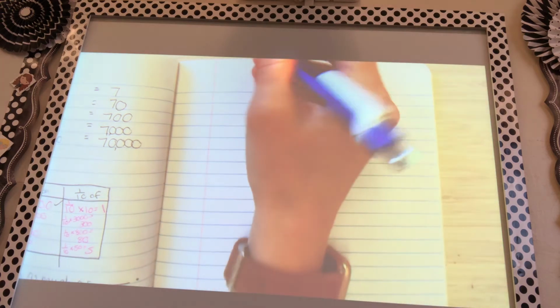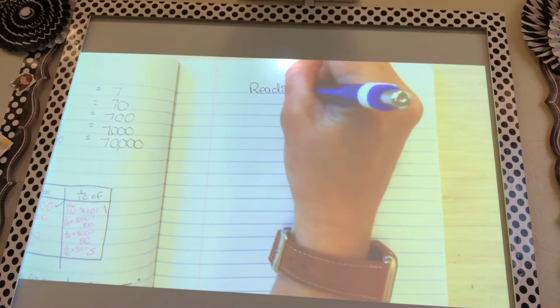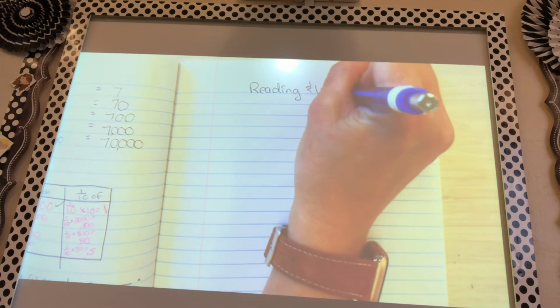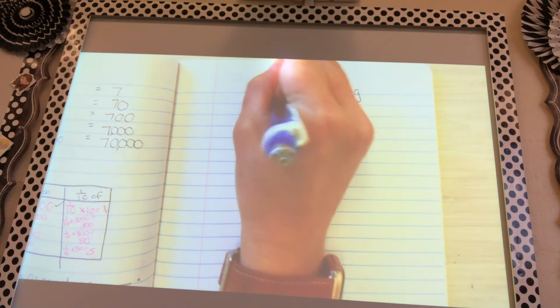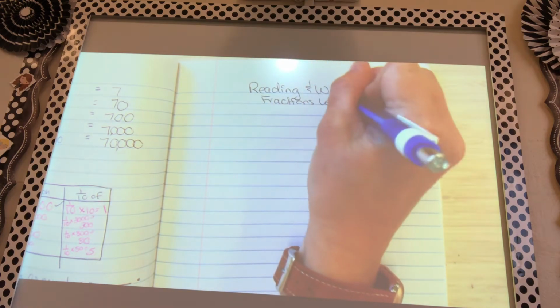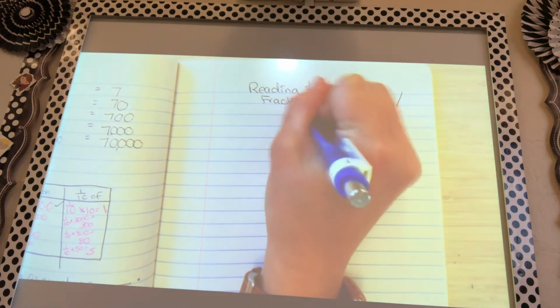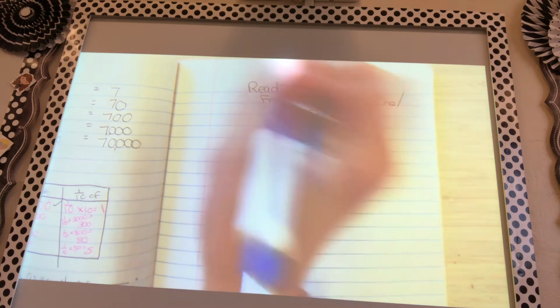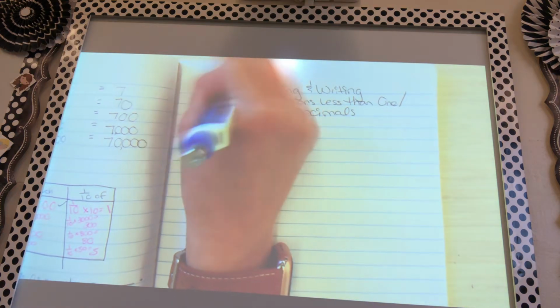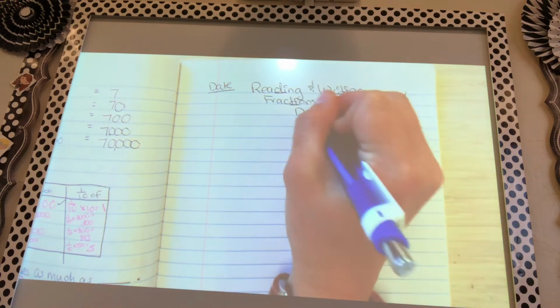And welcome to reading and writing fractions less than 1, decimals. Make sure you put your date on your paper and underline your title for your lesson.